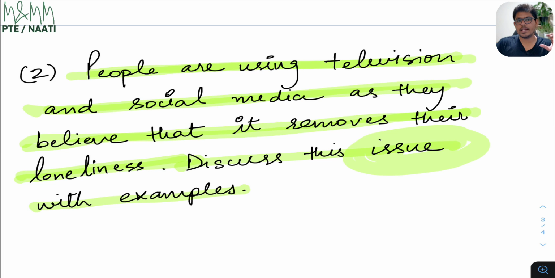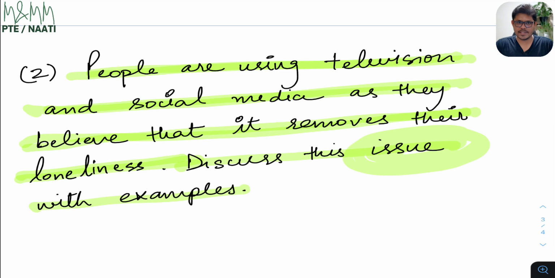Body 1, negative paragraph. Now, what is my negative thing that I have to discuss here? The problem that people are using television and social media to remove their loneliness. This is a problem. We will discuss this problem in the first paragraph, as in the body 1 paragraph, because that is a negative paragraph. So problem is negative, it has to be discussed in body 1. And solution is always positive, has to be discussed in body 2. So we need to come up with a solution.